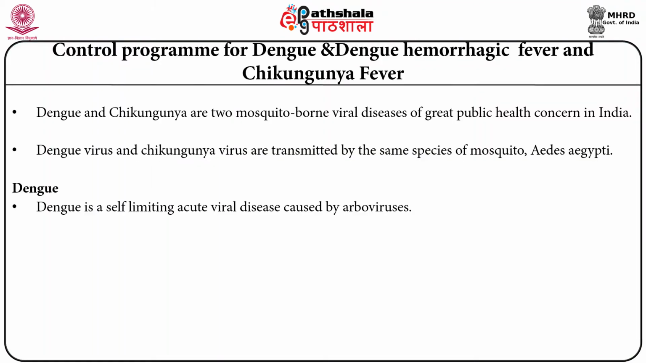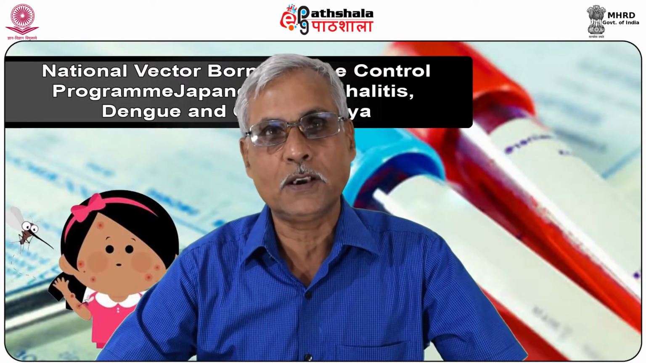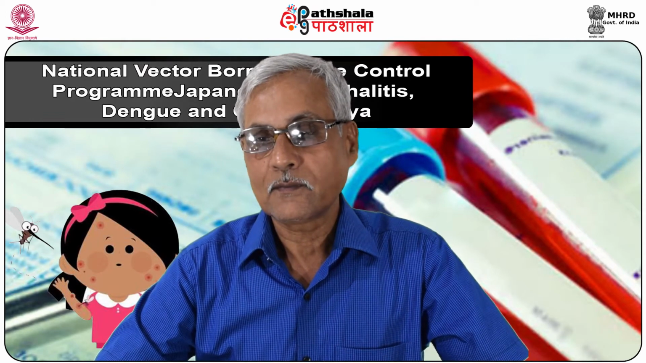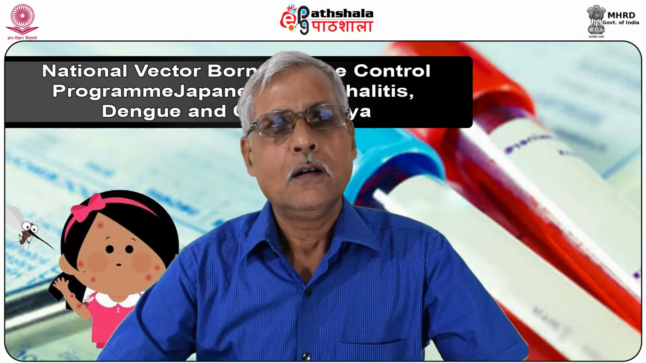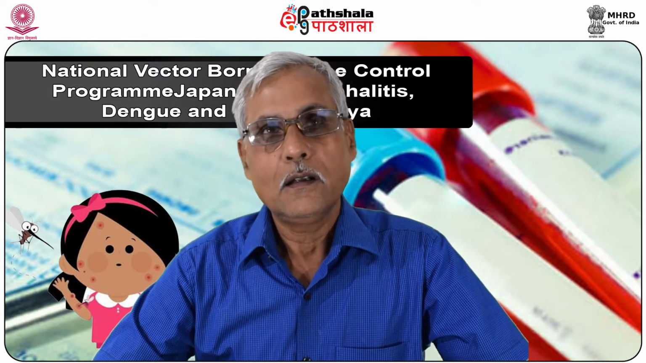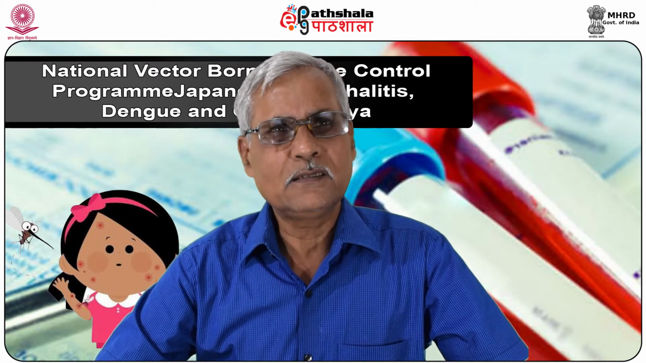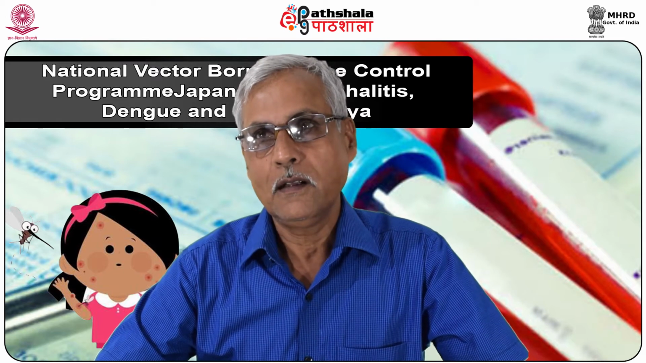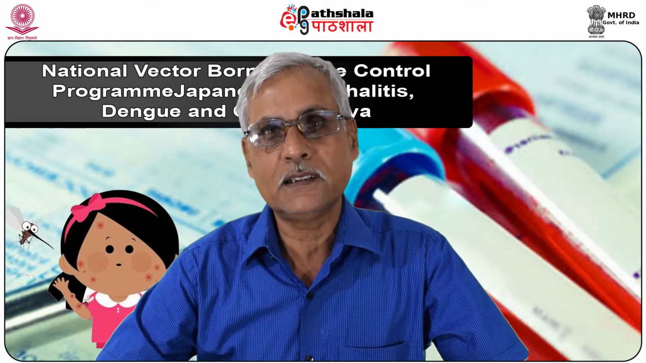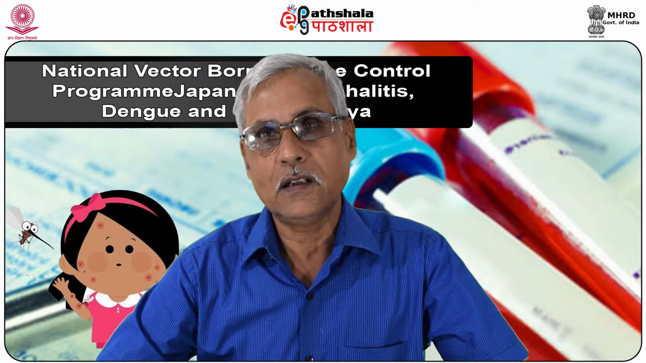Dengue is a self-limiting acute viral disease, and it is caused by arbovirus, particularly group B arbovirus, flaviviruses are responsible for this disease. It is self-limiting. It is an acute condition, and as I said, it is transmitted by the infective bite of female Aedes aegypti. The first case was detected in Vellore. The disease manifests in the form of classical dengue fever, and there may be other forms like dengue hemorrhagic fever or dengue shock syndrome.